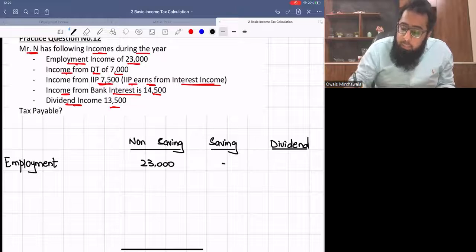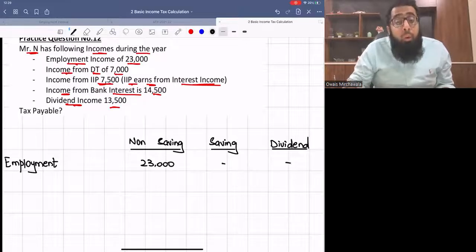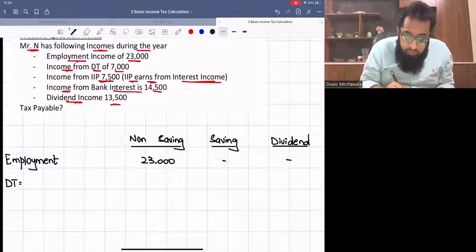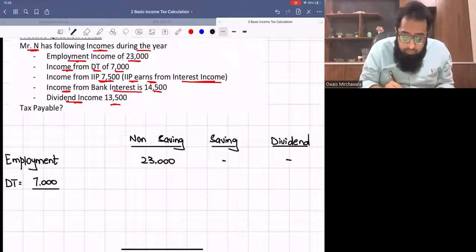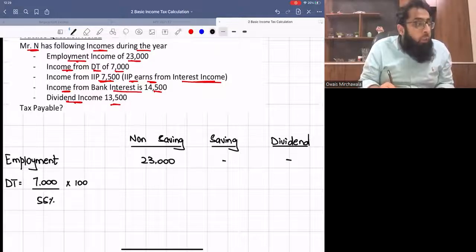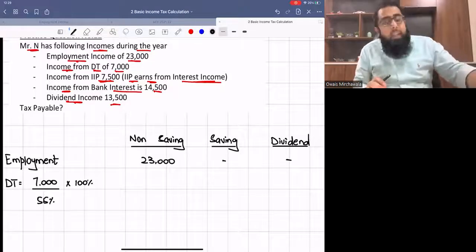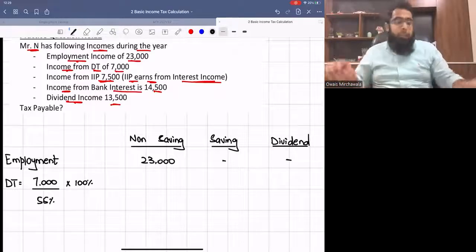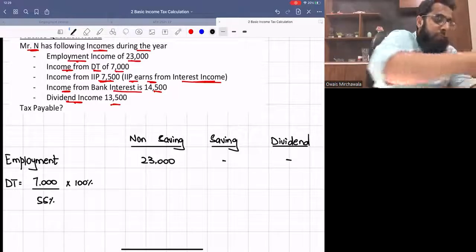The employment income of 23,000 will go in head of non-saving. Then we have discretionary trust. On discretionary trust, there is 45% withholding tax. So we will gross it up by dividing it with 55 and multiplying it with 100.